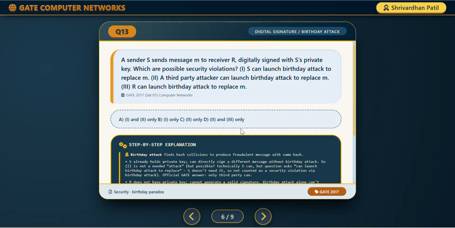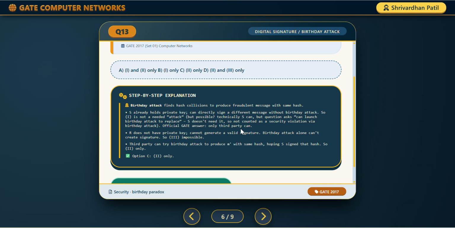So this attack is performed by the attacker. As you can see in the step-by-step explanation, S already holds a private key, so it can directly sign a different message without a birthday attack. So the first option is not necessary for the attack.